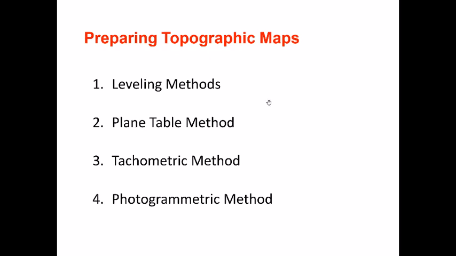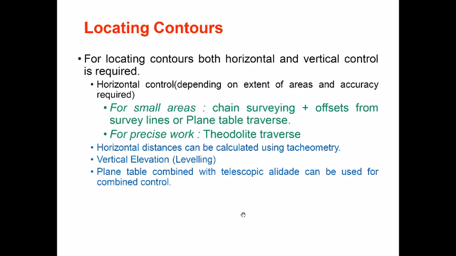And then we have the tachyometric method, in which we find out distances from any reference point. And then we have the photogrammetric method, in which we can again take photographs and do the same thing. But the important thing is that we need to locate contours. So we need to know at which location what is the elevation.